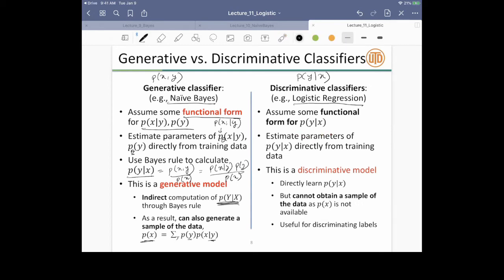It assumes that you have some kind of a functional form of P of y given x, and it tries to directly learn the parameters of P of y given x comma theta. So you directly learn P of y given x, and unfortunately, because you are only focusing on this, you cannot really get P of x. What that means is that you cannot use this for generating data. If your application requires a generative component where you want to generate some samples, you cannot do that with a discriminative classifier.